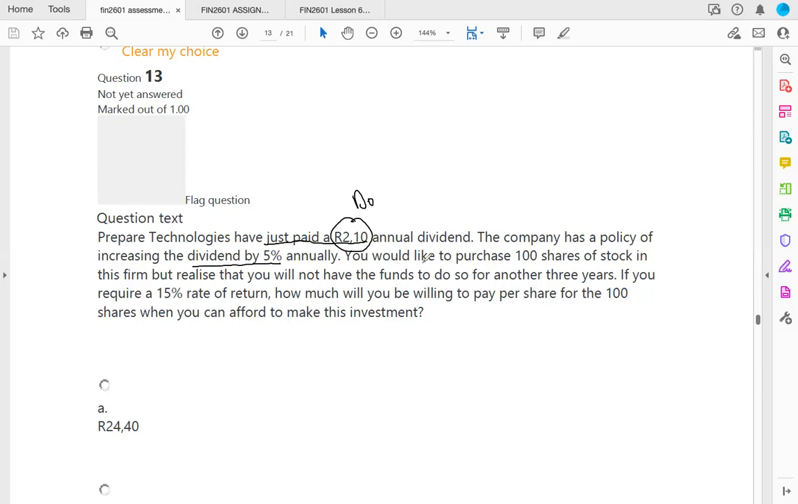And you would like to purchase 100 shares of stock in the firm, but you realize that you will not have funds to do so for another 3 years. If you require a 15% rate of return, how much will you be willing to pay per share for the 100 shares when you can afford to make this investment? Okay. So you see, this is a unique kind of example. It's not the traditional type of example.